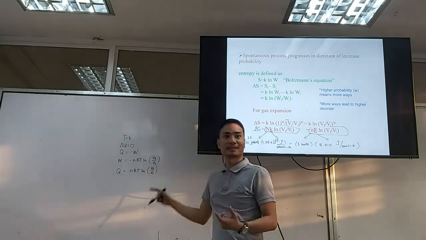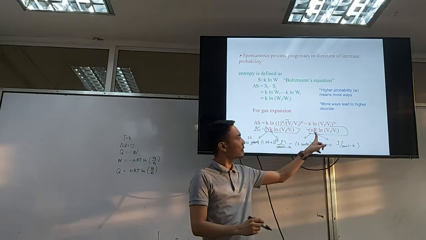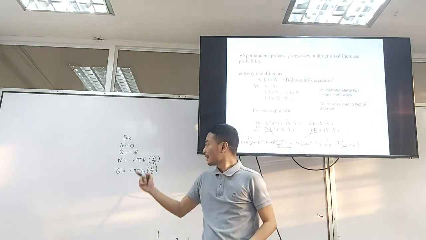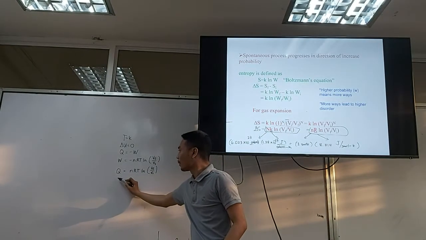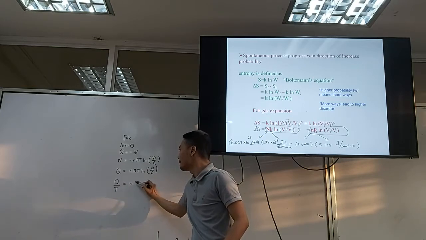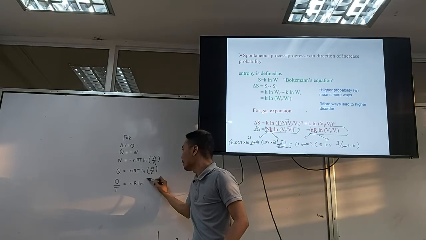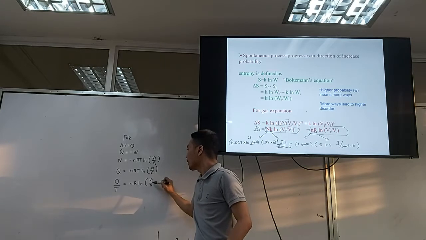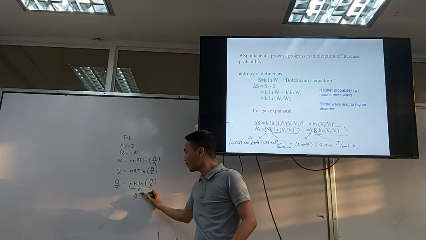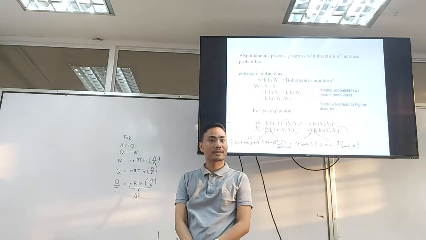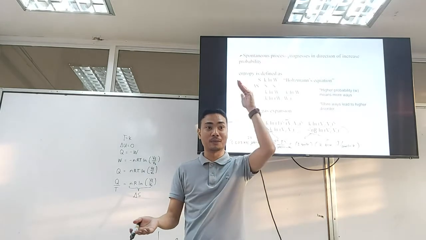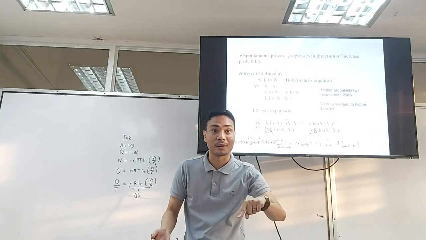Now, what do you notice? Doon sa equation natin ng delta S, may similarity, di ba? Tama? Actually, tingnan nyo, pwede kong gawin to. Q over T is equal to what? nR ln VF over VI. Tama? And we know that this entire term is actually equal to delta S. And so we can say that delta S for an isothermal process is just equal to Q, whether that be QH or QL.